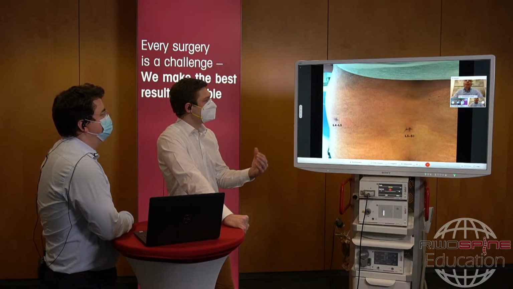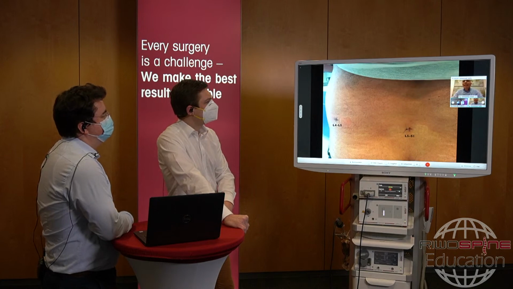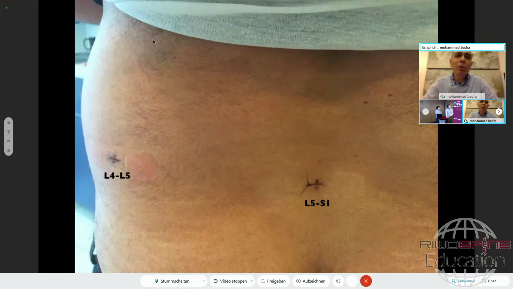Because it's based on the clinical exam. It's based, Robert, on the clinical exam. Both were symptomatic. He was symptomatic from both levels, L4, L5 and L5, S1, the L5 nerve root and the S1 nerve root. So I was afraid to do one level and leave the other level.